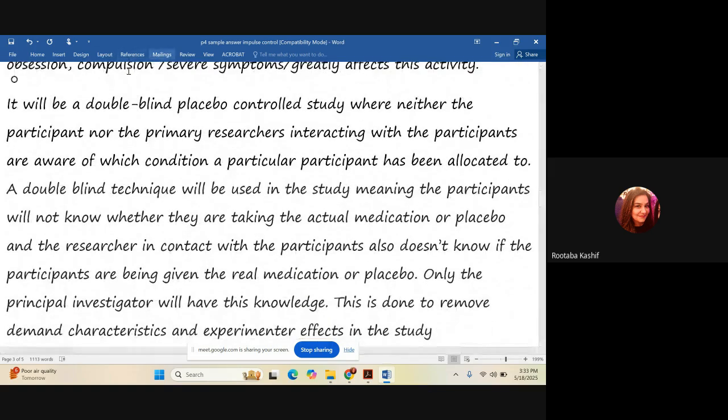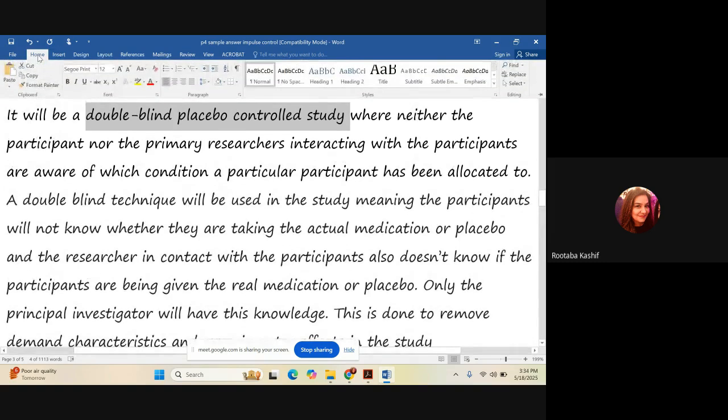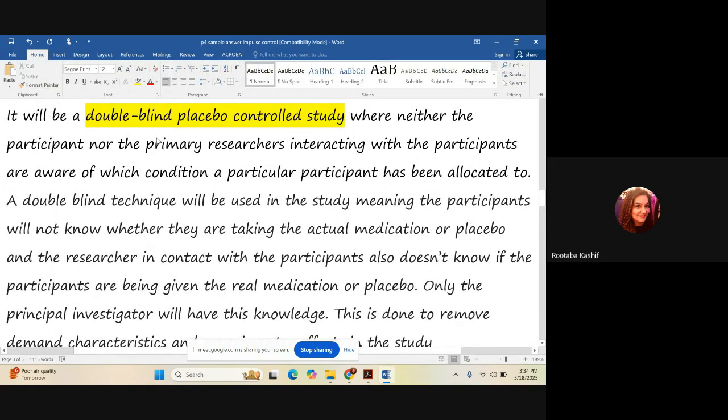Okay. It will be a double-blind placebo-controlled trial or study. What do you think double-blind placebo-controlled study means? Double-blind basically means that the participant also doesn't know whether they're getting the actual medication or whether they're getting a placebo. And the person who's giving them this, they also don't know which condition the patient is in. Are they getting the real medication or are they getting the placebo? Because the main experimenter or investigator is not dealing with the patients himself or herself.